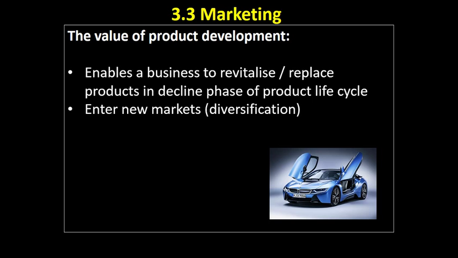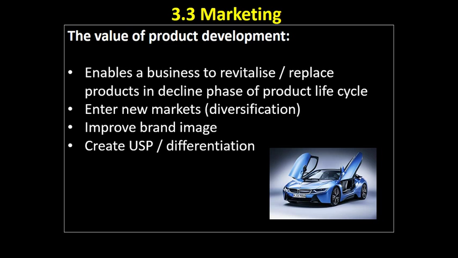It allows businesses to enter new markets. This is sometimes called diversification. So a business can target a new group of customers. This helps to spread the risk of a business if it moves into new market areas. It can improve brand image. So if we release a really technologically advanced product, or maybe an environmentally friendly product, that might improve our brand image. It can be a source of differentiation, creating a unique selling point for our company.